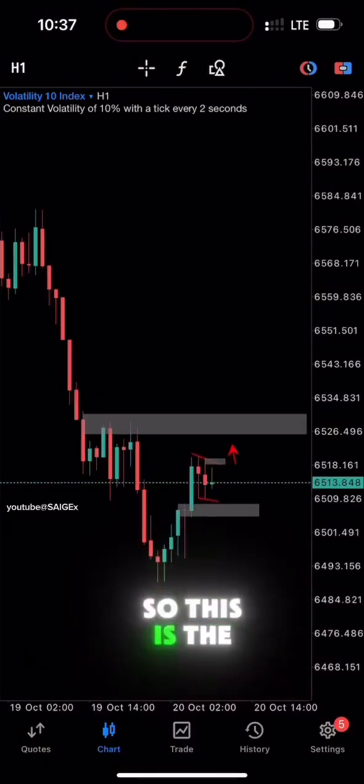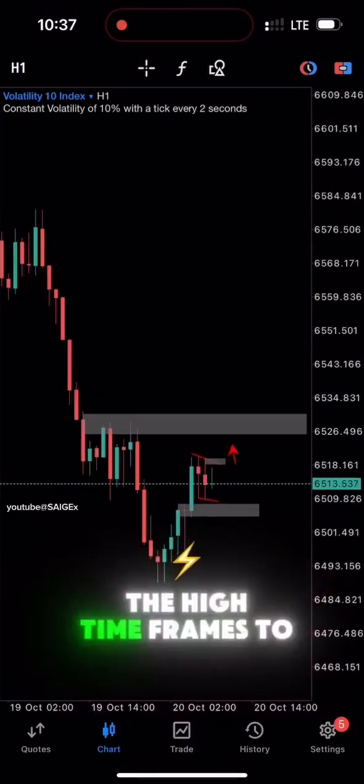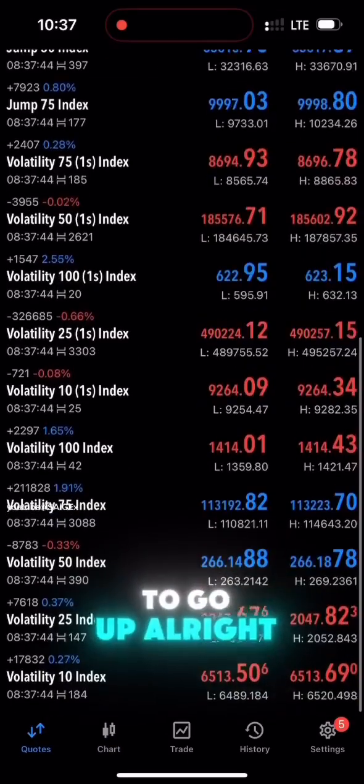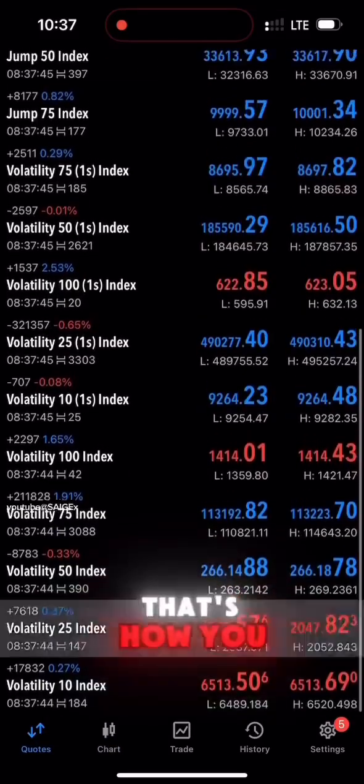So this is the whole point of going to the higher time frames to check. All right, this is the whole point, that is it, to go up. All right, so that's how you do it.